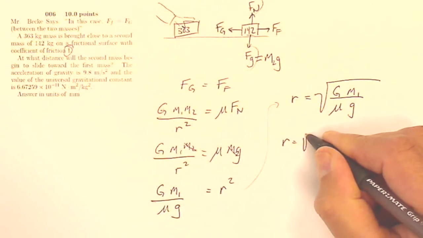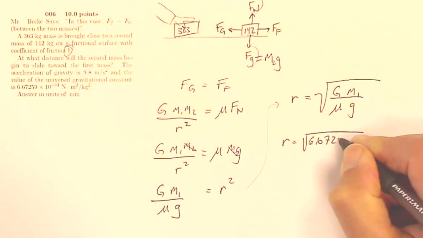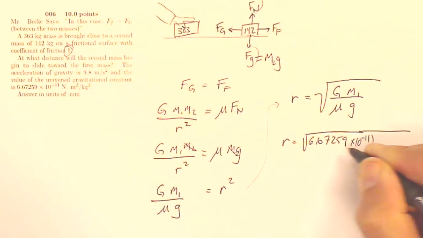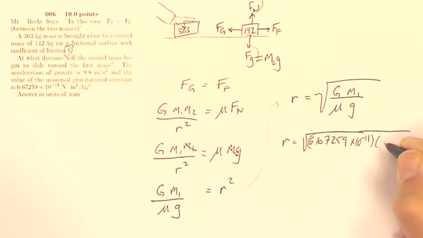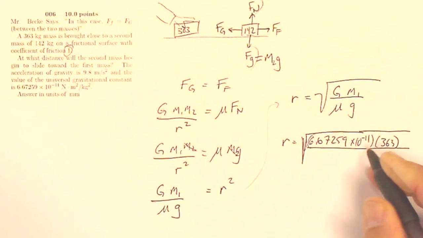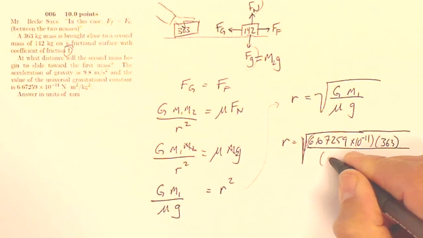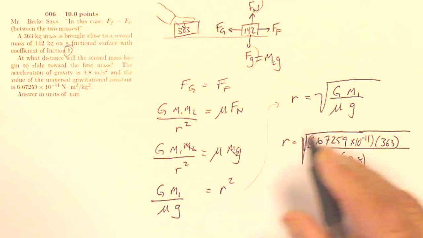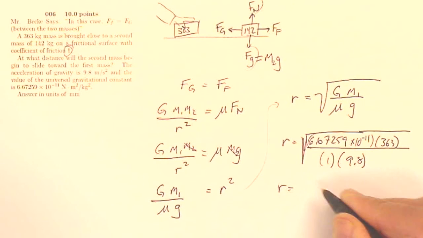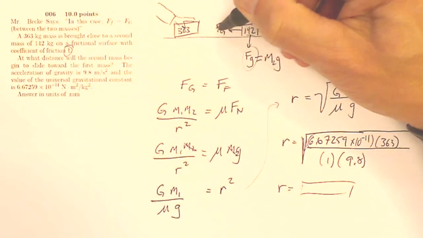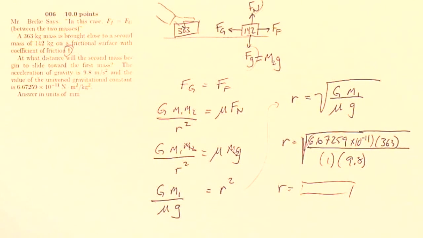So for me, my R is going to be the square root of 6.67259 times 10 to the minus 11 times the mass on the left, for me, is 363, divided by the mu, which for me just happened to be 1, I don't know why, and g is going to be 9.8. So that'll give me the distance between them when the thing starts to slide, because I'm dealing with when this force of friction is going to equal this force of universal gravitation.